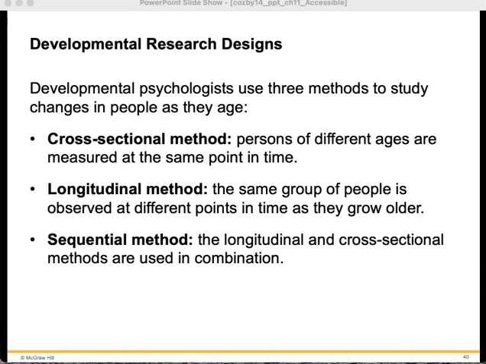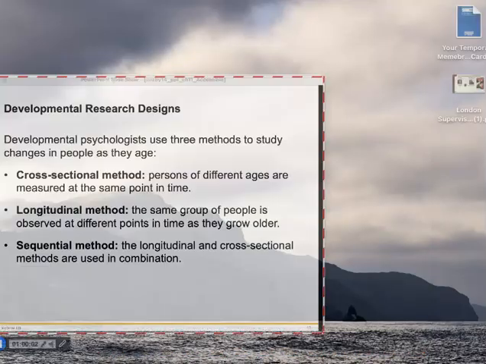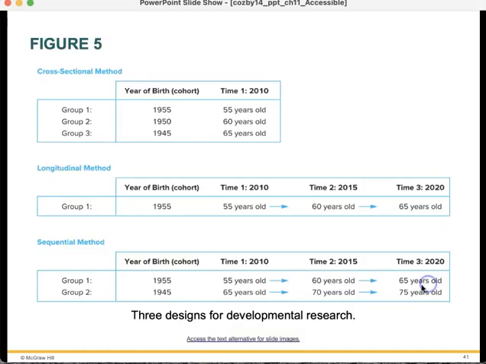So a comparison between the longitudinal and cross-sectional methods is to use the sequential method. And this method, along with the cross-sectional and longitudinal methods, is illustrated here in Figure 5. In the figure, the goal of the study is to compare 55 and 65-year-olds.